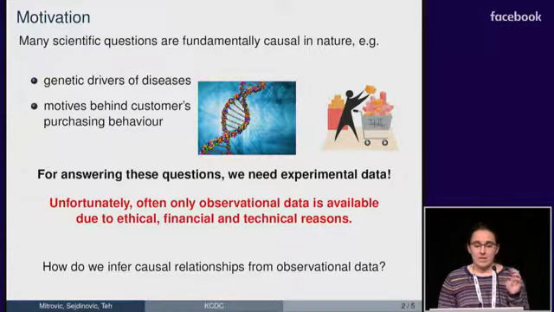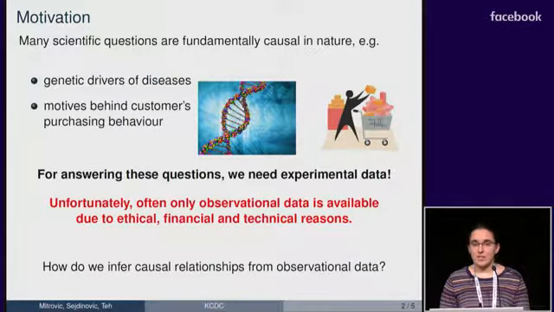Well, we need data from randomized controlled trials where we are able to control a lot of the variables except those we're actually interested in inferring. Unfortunately, often this data is just not available, and we're left with having to deal with observational data. Why might this be the case? Well, sometimes it's just not ethical to perform these experiments, or we might not have the financial backing, or sometimes it's just technically impossible.